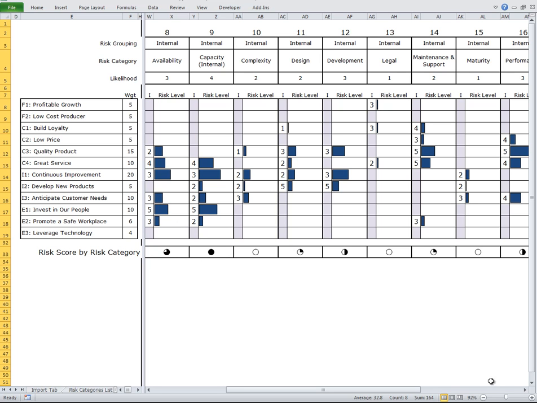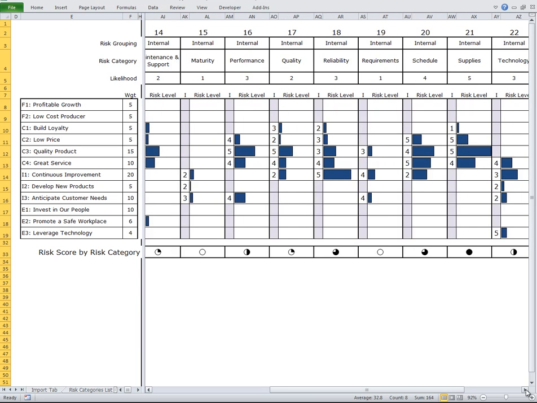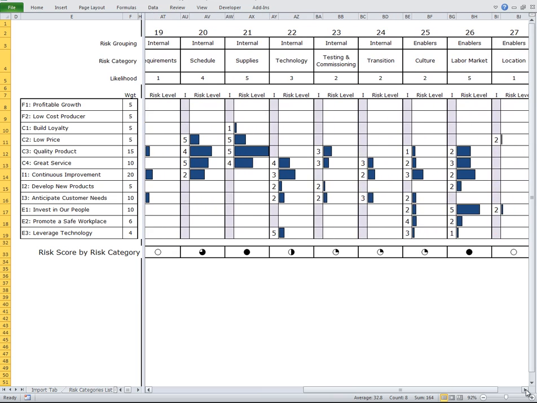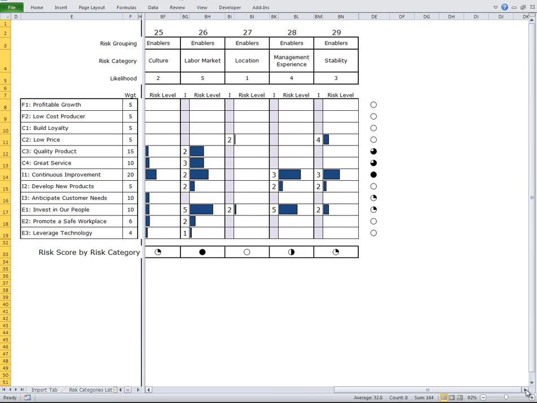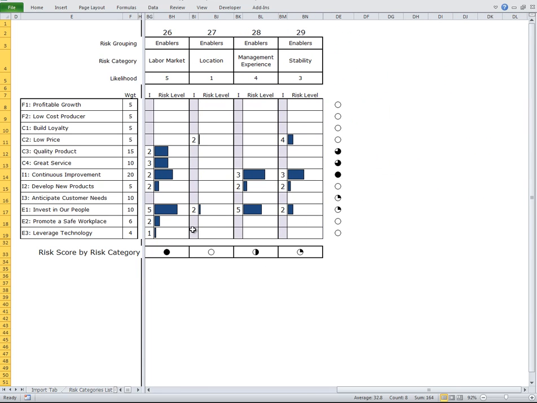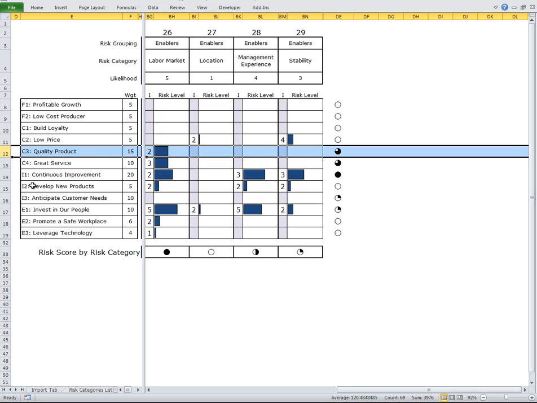Now if I continue to scroll to the right, what you'll see is we can also add up horizontally, or by strategic objective. So in this case, if we look by strategic objective, the highest risk is within continuous improvement with a black Harvey ball, and then great service and quality product are in the second quintile.